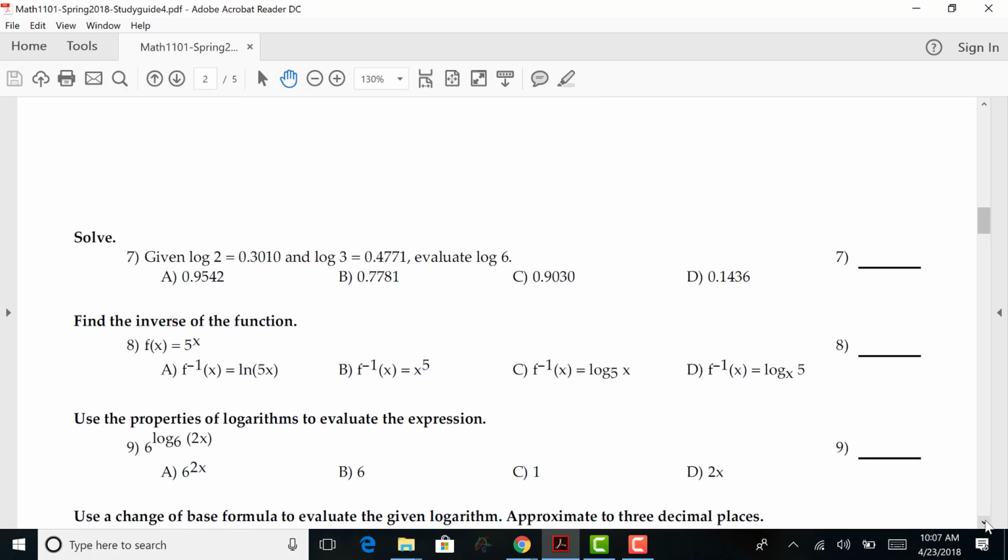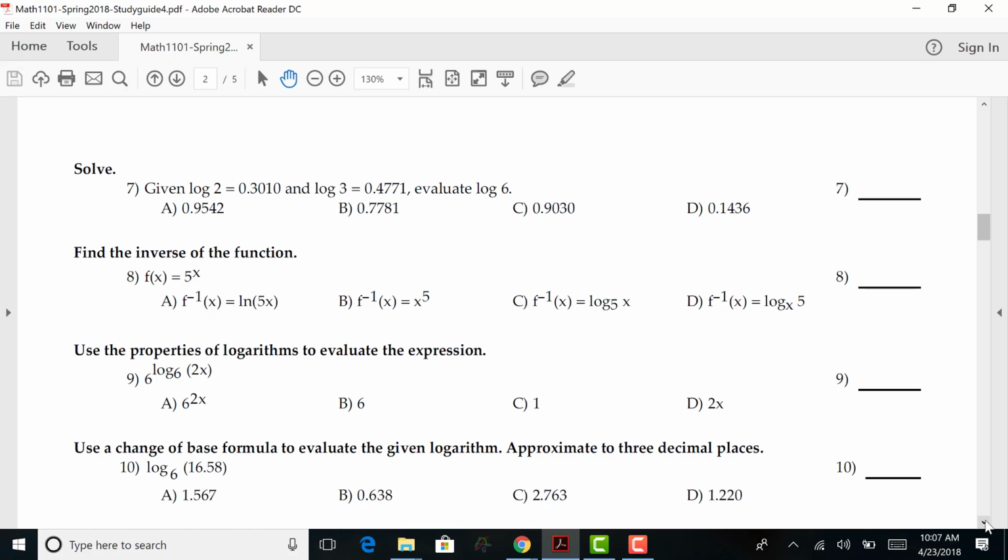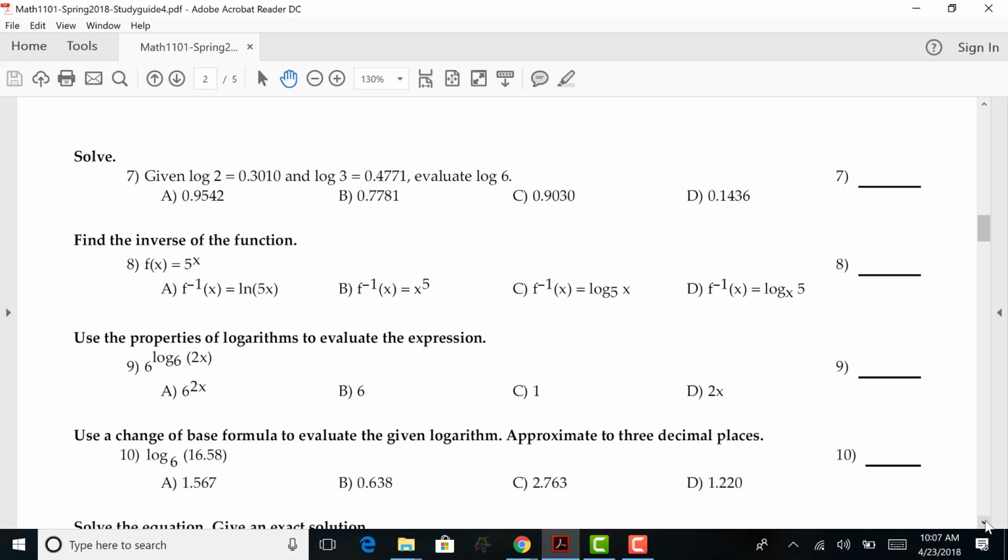All right, number 7 says, given log of 2 is equal to 0.3010 and log of 3 is equal to 0.4771, evaluate and find the log of 6. So it wants you to find the value of the log of 6. What numbers did they give you? 2 and 3. Always look at these numbers. So they gave you the log of 2 and the log of 3.